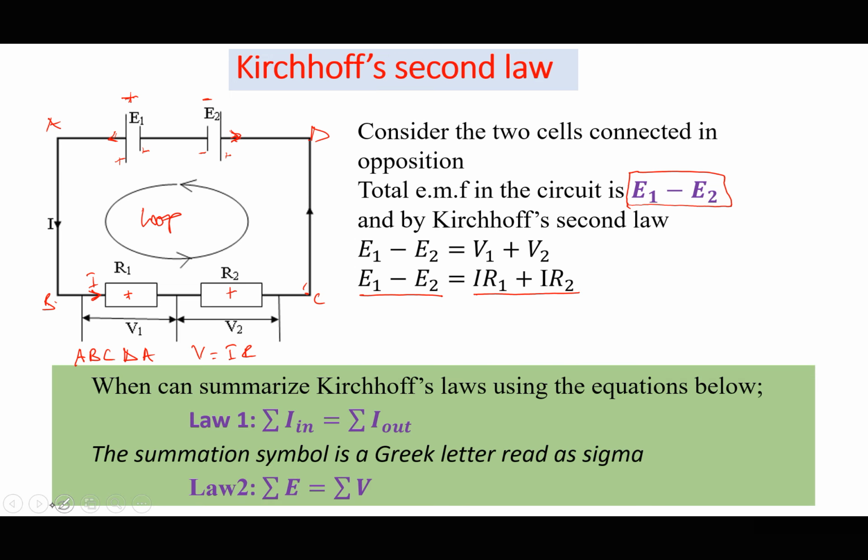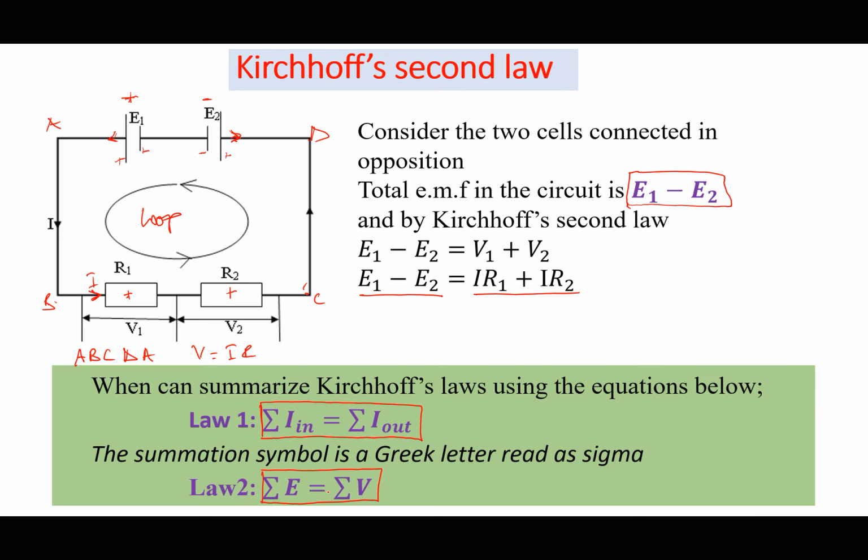So we can summarize Kirchhoff's laws using the equations below. In other words, the sum of currents into a junction is equal to the sum of currents out of the junction. And then the second law, the sum of EMFs is equal to the sum of PDs. But of course, if you are stating them in an exam, for the first law you must mention the junction, and for the second law you must mention a closed loop. Okay, these are Kirchhoff's laws.